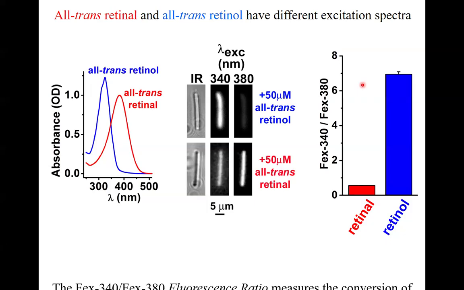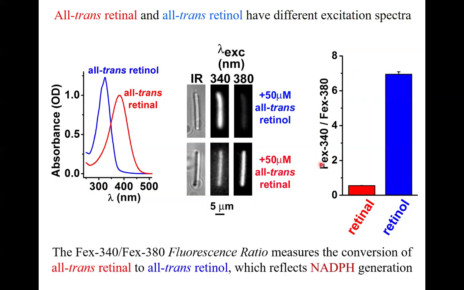But basically the idea here is that we can use the 340-380 excitation ratio to measure the conversion of retinal to retinol, how much of each we have, and this would reflect NADPH generation. And this is the Fura set. If anybody has done calcium imaging, the filter set that we are using is the Fura set.